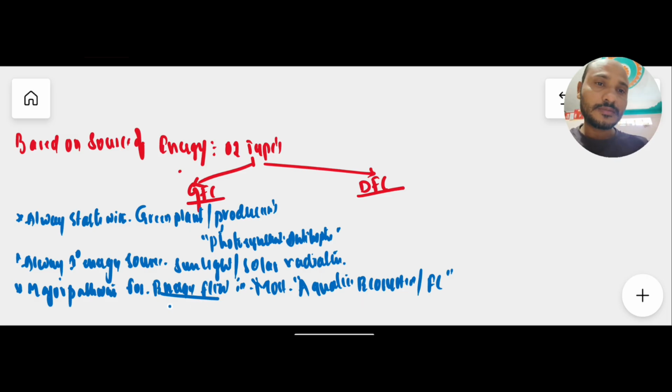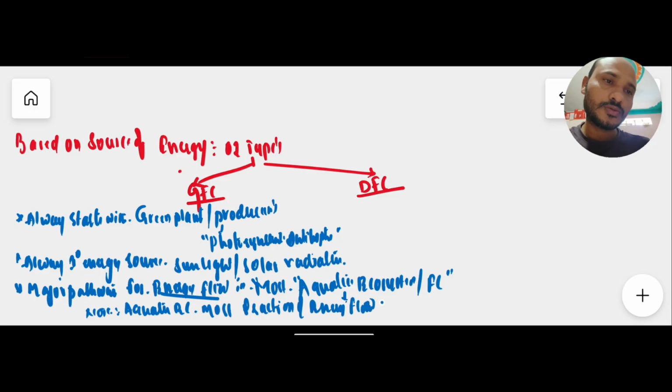So in this aquatic ecosystem, a large fraction of energy flows through GFC compared to the DFC. Very important point. Most of the energy flow occurs through GFC in aquatic ecosystems rather than DFC. For example, here we need to draw one aquatic ecosystem diagram so that you can easily understand how this energy flow occurs in aquatic ecosystem through GFC.